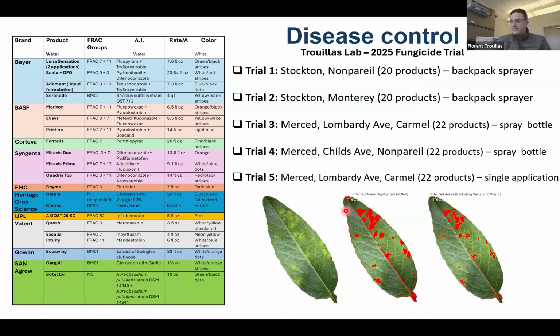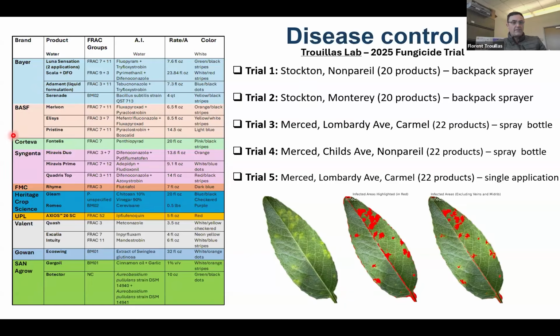So moving into disease control, we conducted several large field trials last year using backpack sprayers or even spray bottles when we had a high disease pressure. We conducted just about 5 trials in the field to address disease management, looking at various compounds, various active ingredients. For that, we worked with ag chemical companies as well as biocontrol companies. We worked with Bayer looking at different products. I'm not going to describe them all.